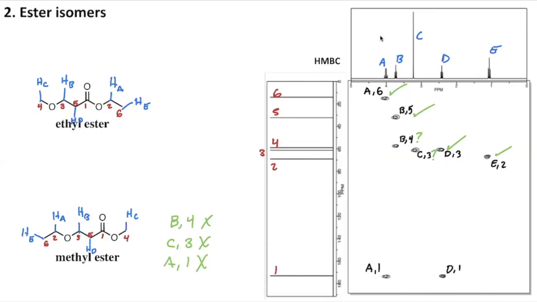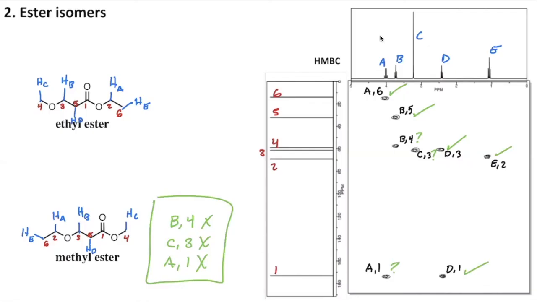Last but not least, let's check the D to 1 coupling. If we start on the top structure, here's D to 5 and then over to 1. That checks out, no problem. And D to 1 on the bottom looks very similar as well. So that one checks out, but the overwhelming amount of evidence here shows that this isomer is missing those correlations, that B isn't close enough to 4, C isn't close enough to 3, and A isn't close enough to 1. So because of that, I think we can effectively rule out our methyl ester isomer.